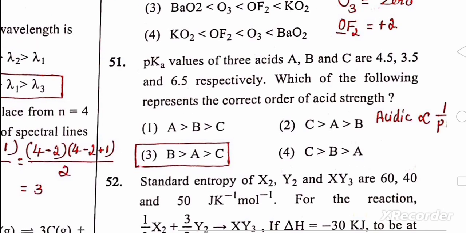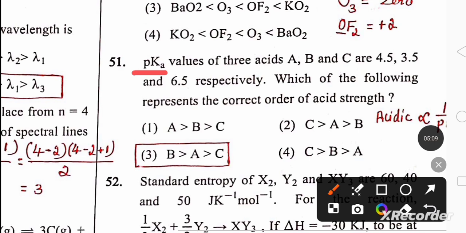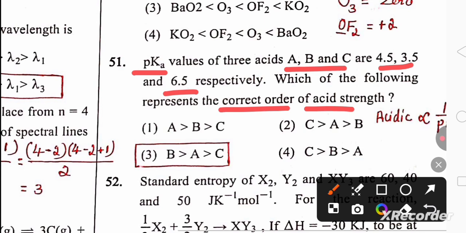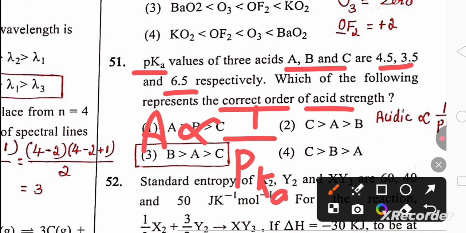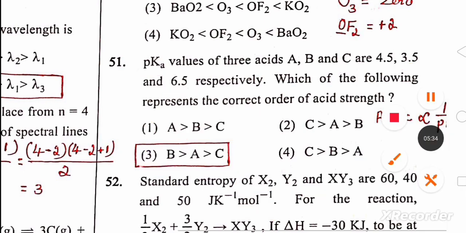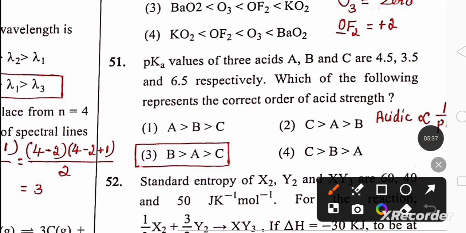Let us move to the next question. pKa values for 3 acids A, B, C have been given. Which of the following represents the correct order of acidic strength? We know that acidic strength is inversely proportional to pKa, means lesser the pKa value, higher the acidity. Higher the pKa value, lesser the acidity. So in that case, the most acidic is the one which has less pKa value, that is 3.5, that is B.